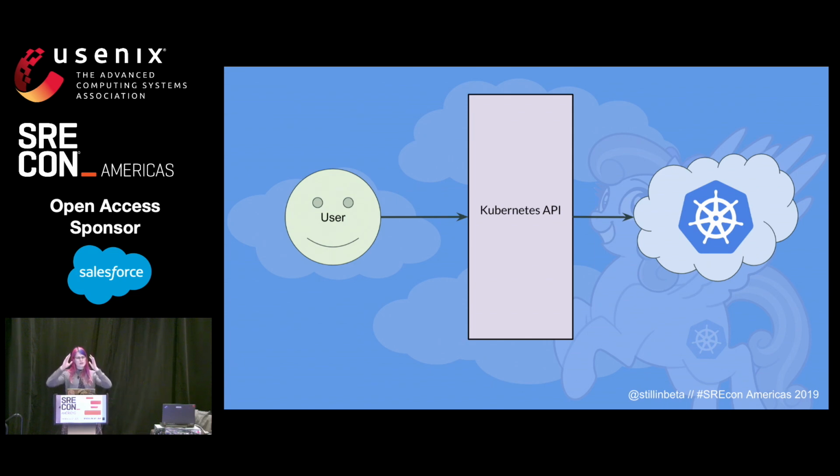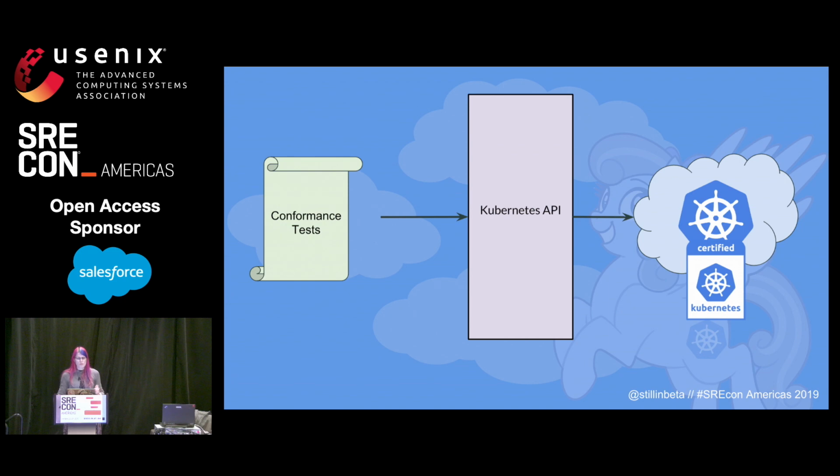So there is a Kubernetes API, and the user, in theory at least, shouldn't care about what's on the other side of the API. That API defines the way you interact with Kubernetes. And this is, in fact, a kind of legal definition. There are a set of conformance tests, and you run those conformance tests against an API, and you back that API with whatever you want. And if all of the conformance tests pass, congratulations, you are now certified Kubernetes. And anything you want can be behind that.